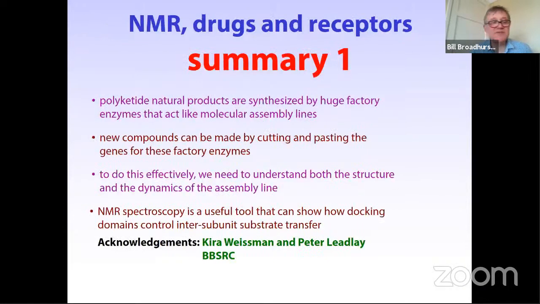So before handing over to Daniel, let me just close with a quick summary. I've shown you that polypeptide natural products are synthesized by huge factory enzymes, and that it's possible to make novel chemical compounds by cutting and pasting factory enzyme genes. I've also shown you that structural information from NMR spectroscopy can help us understand more about how these complicated factory enzymes work. So, over to Daniel.